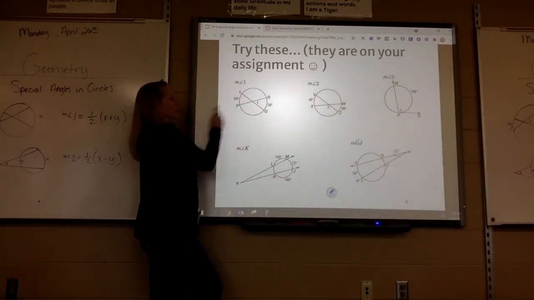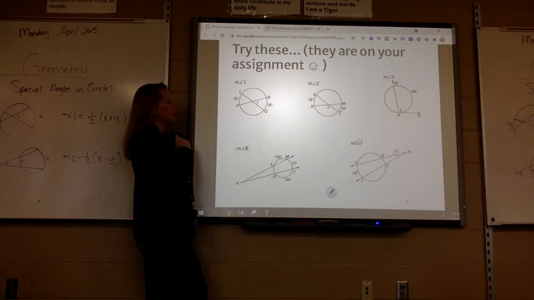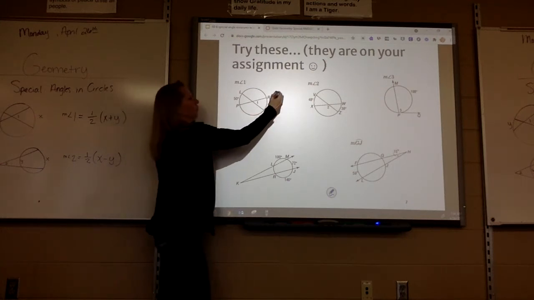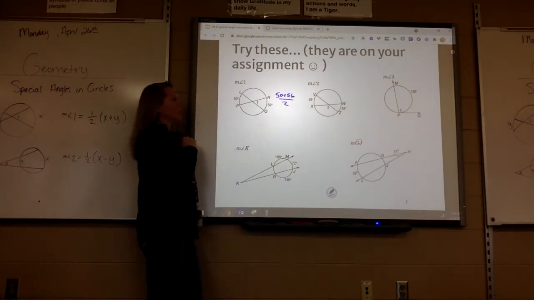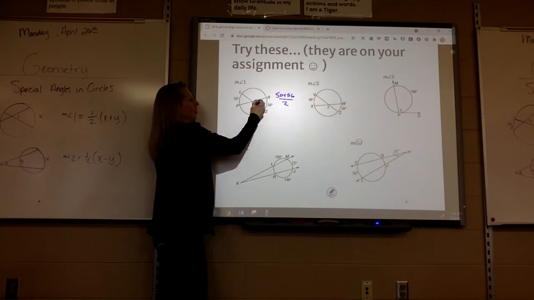So the angle's on the inside. Would I add or subtract? Add. So 50 plus 56 and then divide by 2. So 106 divided by 2? 53.